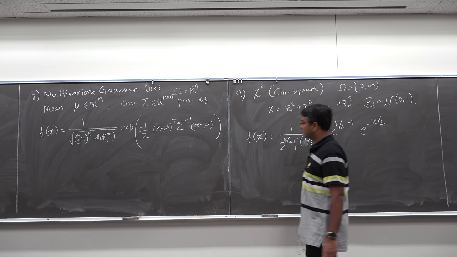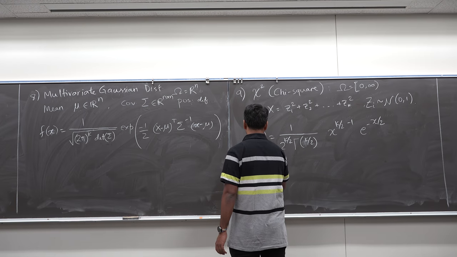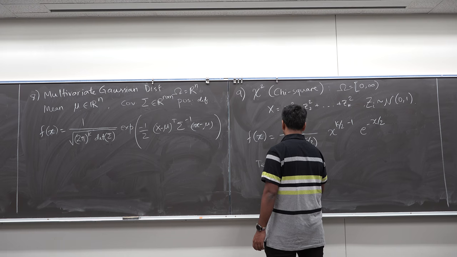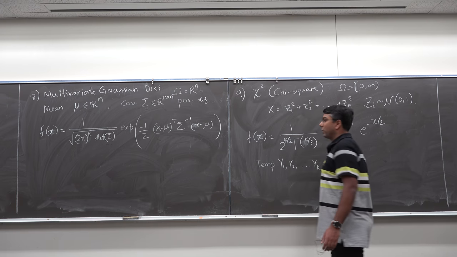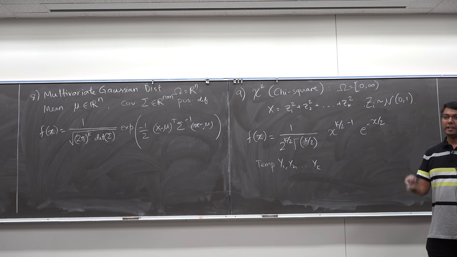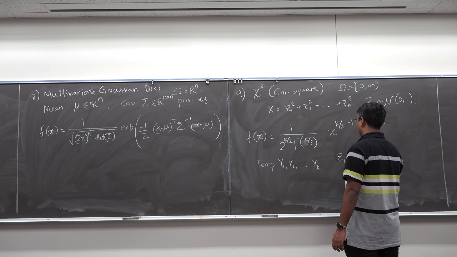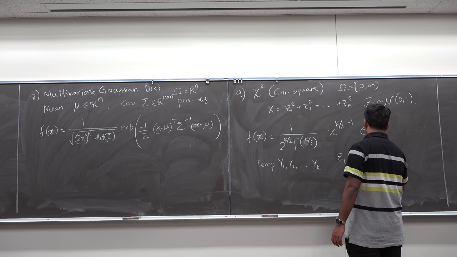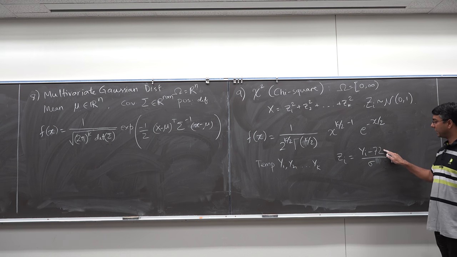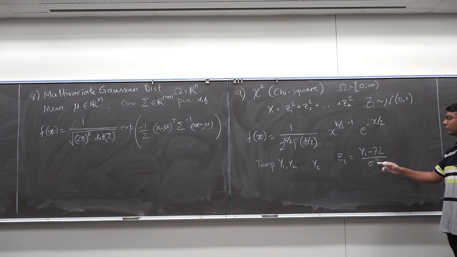So where is this particular distribution used? Let's say the temperature is y: y1, y2, up to yk. At every one minute, I measure the temperature of this room at the thermostat. I know that the average temperature of the room is 72 degrees Fahrenheit, because that's what we have been talking about since the first day of the class. So I define my zi as yi minus 72 over sigma. Sigma is the standard deviation of the temperature in the room. 72 is my mean temperature, and let's say sigma is equal to 1, so the temperature varies between 71 and 73 most of the time.